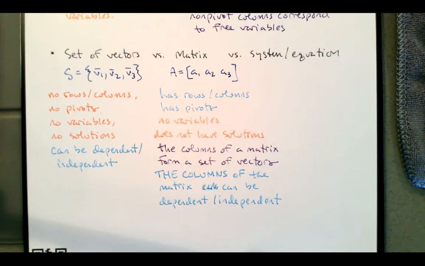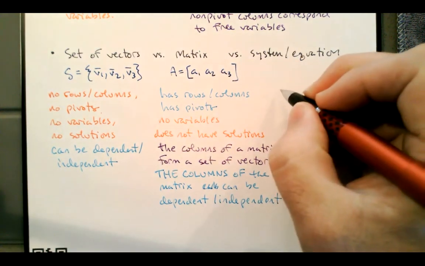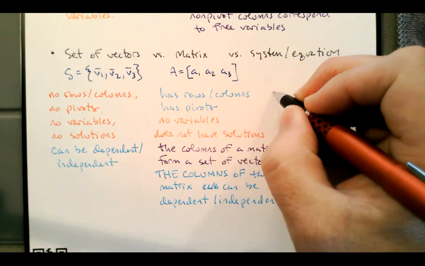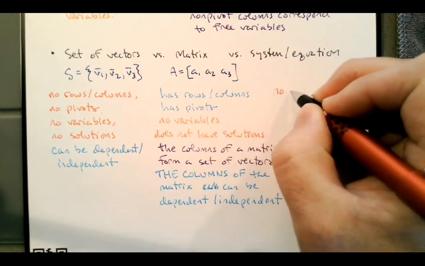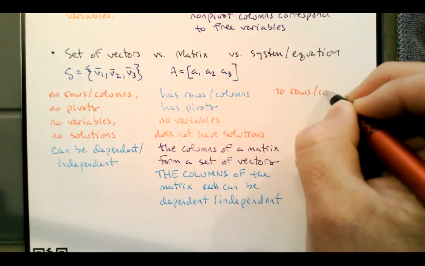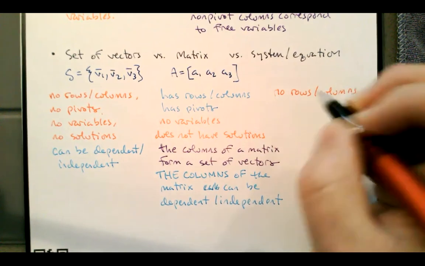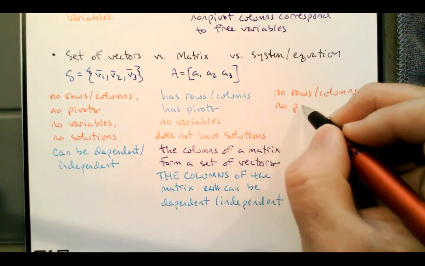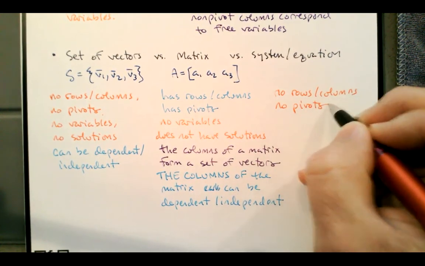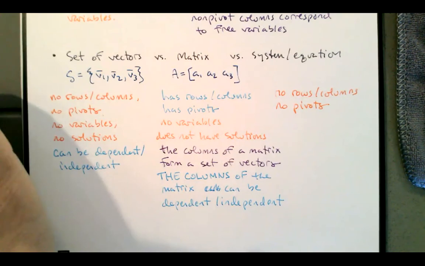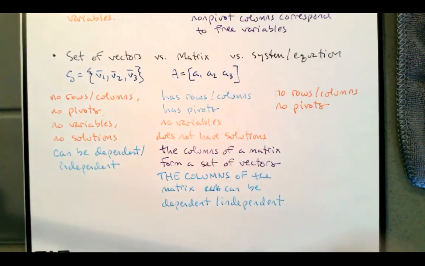A system or an equation does not have rows or columns, does not have pivots. It does have variables and it does have solutions. So a system or equation does not have rows and columns or pivots. No pivots in the equation, but it does have variables, and so it does have solutions.